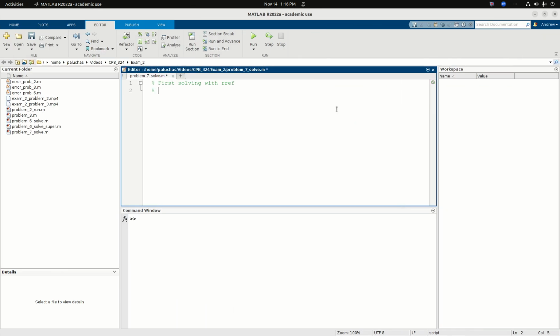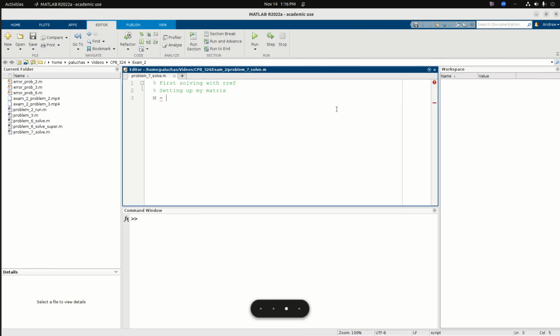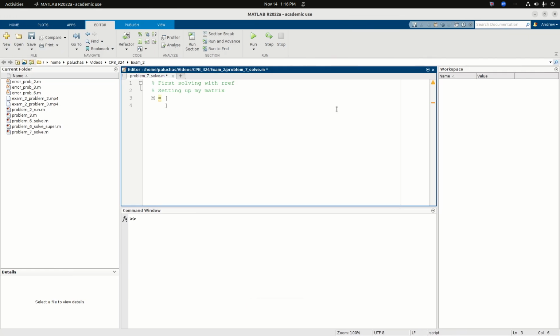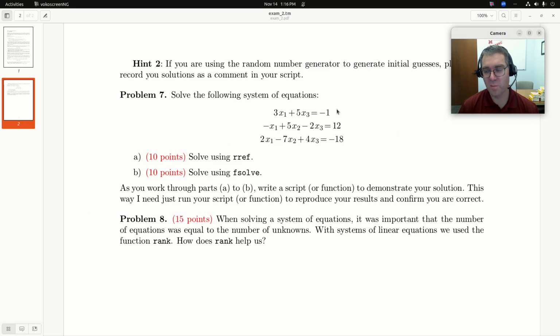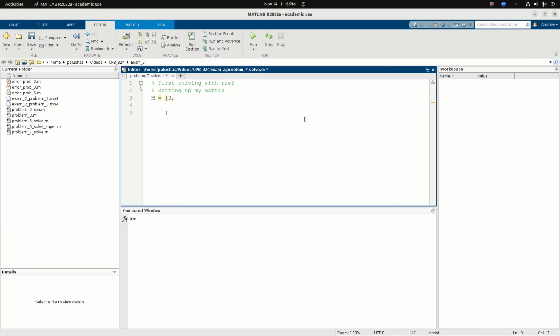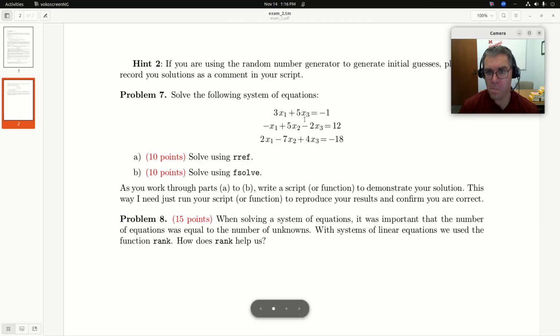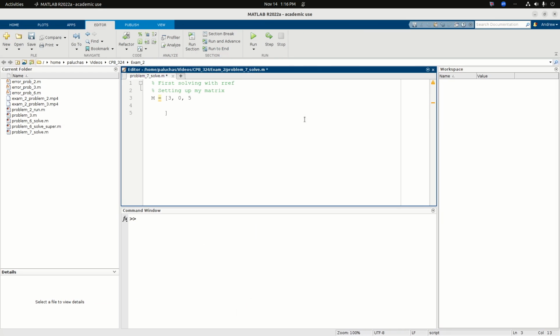So I'll call it, say, setting up my matrix. Okay, and I'll say M is equal to the left bracket. And one nice thing about a script is, remember, I can split this amongst multiple lines, and the return for a new row is the same as a new row on my matrix. Okay, so this is 3, 0, 5, -1.